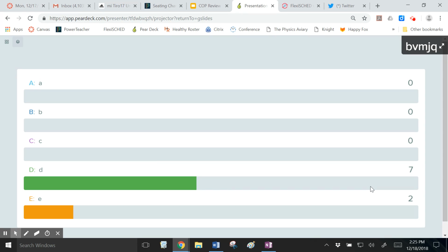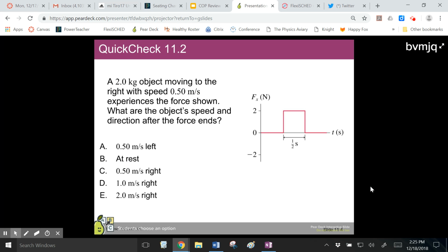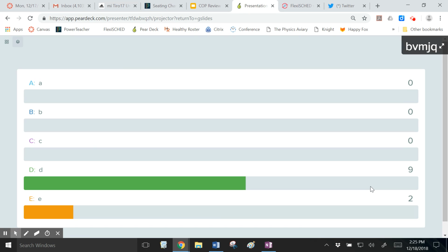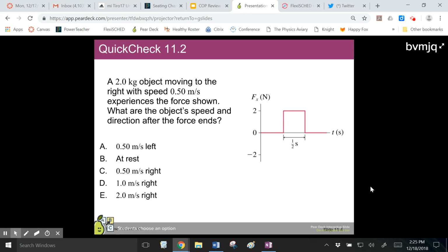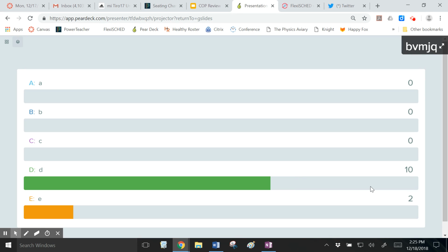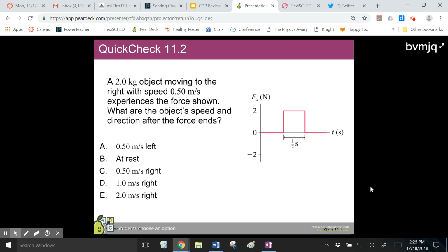And let's see what we got here. Got 7 for D and 2 for E, and now we got 9 for D. Now we got 10 for D. Got 11 for D. Got 12 for D. Got 13 for D. Oh my gosh, D's flying off the shelf. So talk to your neighbors about that one.